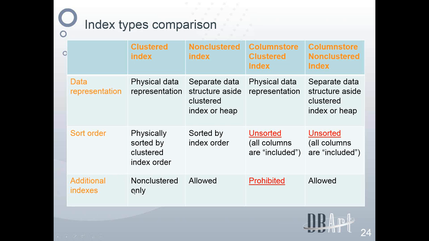Additional indexes: when you work with a clustered index, you can have one clustered index or none, and you can have as many non-clustered indexes as you want. When you have non-clustered indexes, of course, additional indexes are allowed. When you're on clustered Columnstore indexes, you can't create a non-clustered index. And that's a big gotcha, a big thing you should consider.